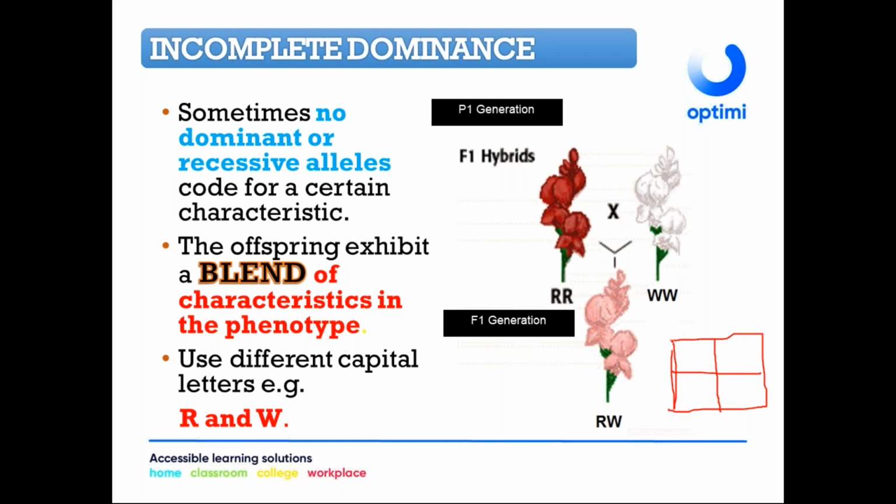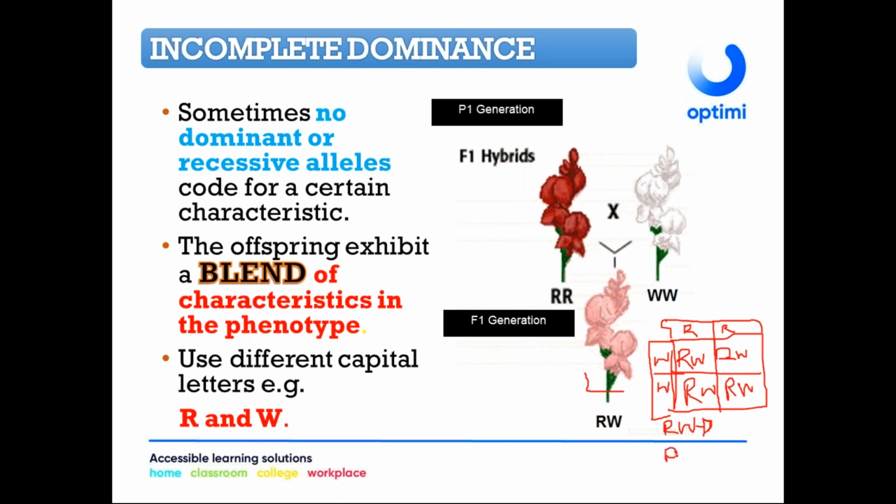Let's put our gametes there. We have the one plant and then we have the other plant. Combining these two gives us an R and a W. These two give us an R and a W. These two give us an R and a W. This one, R and W. So as you can see, the only possible genotype for the offspring will be RW, which represents a blend of the two, in this case being pink.